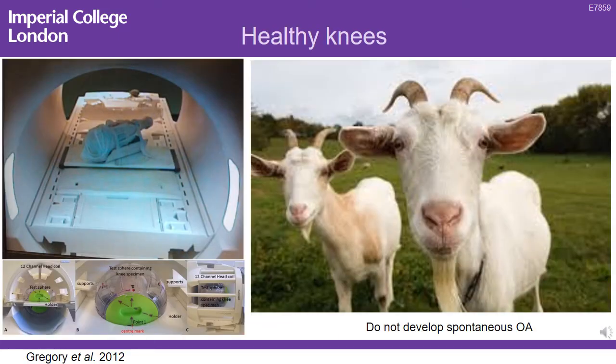As the prototype was being built, everything needed to be worked out on conventional scanners in preclinical models first. That meant just scanning legs. Lucky for me was that goats' legs do not develop spontaneous arthritis, so I could figure things out in a healthy model.